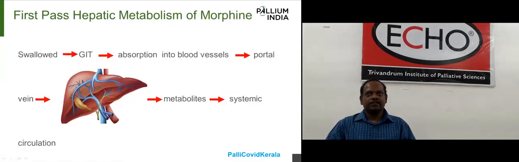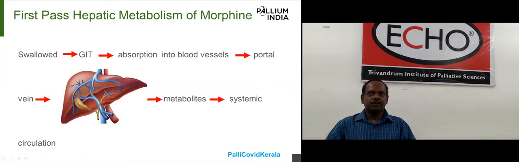Let's look at the metabolism of morphine. Once morphine is swallowed, it goes into the gastrointestinal tract and is absorbed from the upper small bowel. After absorption, it goes into the portal vein, from where it goes to the liver. And metabolism of morphine mainly takes place in the liver.